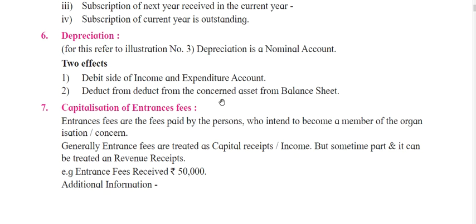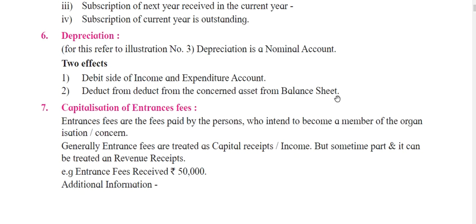So depreciation also has two effects: the debit side of an income and expenditure account. Think that this is a profit and loss account you are calculating. The method is the same but the name is different. This is an income and expenditure account, but you used to calculate the debit side of the P&L account also. Depreciation percentage amount we take in the P&L account and deduct from the concerned asset in the balance sheet.